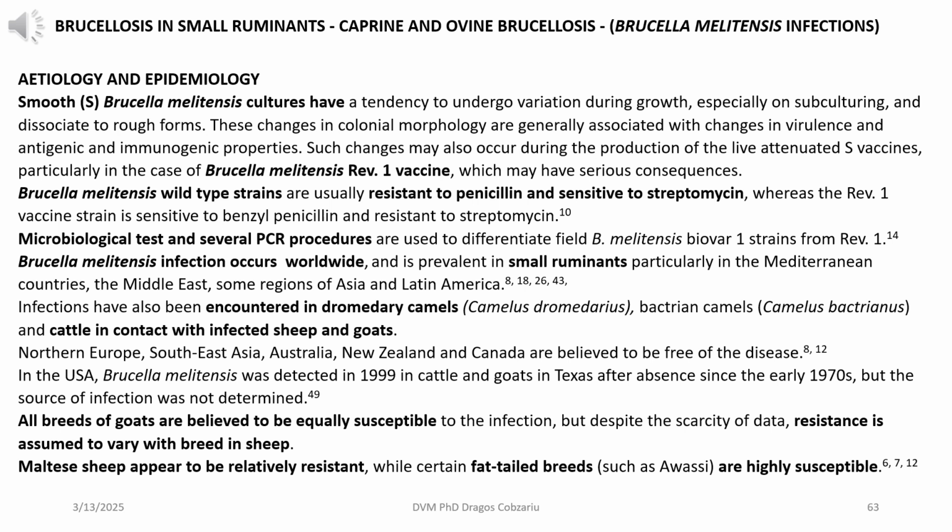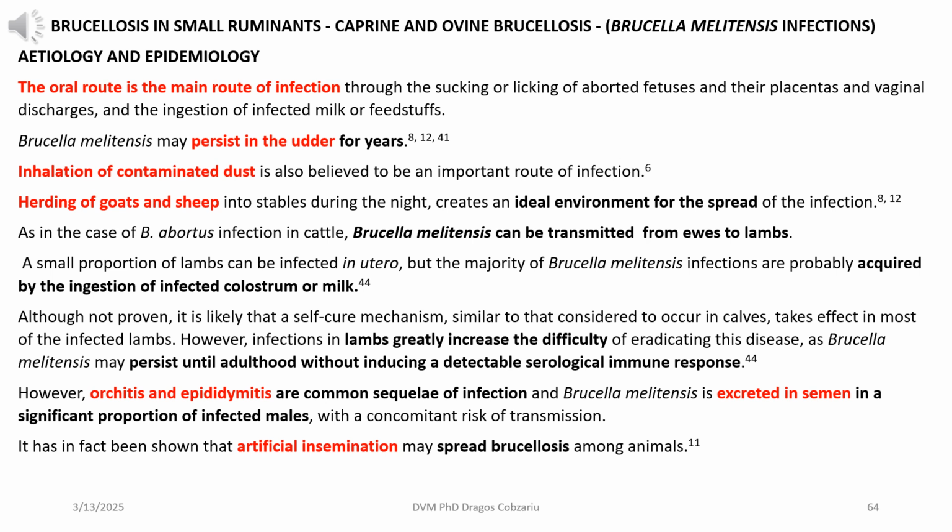All breeds of goats are believed to be equally susceptible to the infection, but despite the scarcity of data, resistance is assumed to vary with breed in sheep. Maltese sheep appear to be relatively resistant, while certain fat-tailed breeds, such as Awassi, are highly susceptible. The oral route is the main route of infection through the sucking or licking of aborted fetuses and their placentas and vaginal discharges, and the ingestion of infected milk or feedstuffs. Brucella melitensis may persist in the udder for years. Inhalation of contaminated dust is also believed to be an important route of infection. Herding of goats and sheep into stables during the night creates an ideal environment for the spread of the infection.